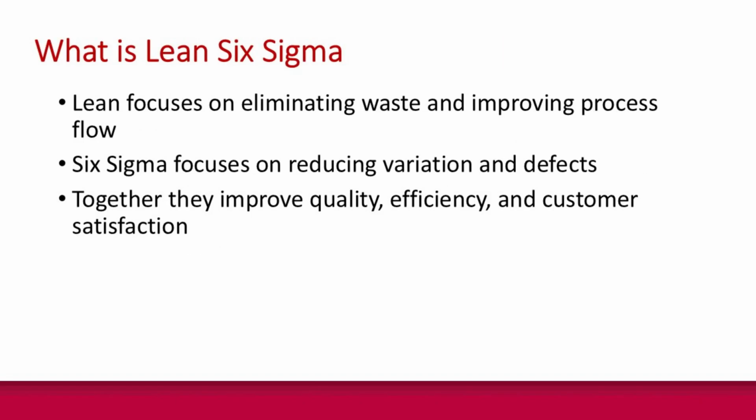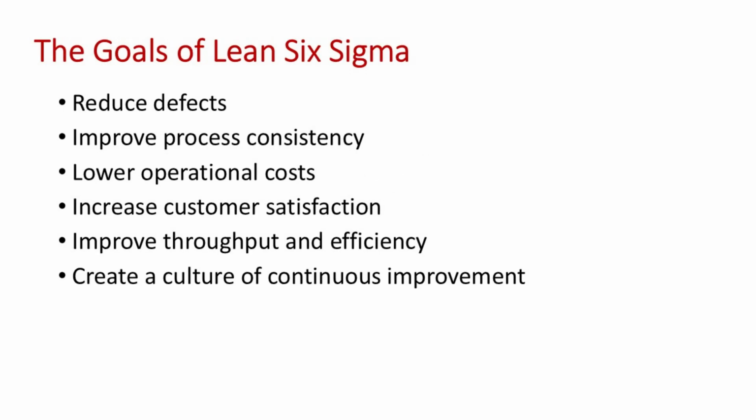Lean Six Sigma is really the combination of two different improvement philosophies. Lean focuses on eliminating waste and improving flow. The idea is to remove activities that do not add value to the customer. Six Sigma focuses more on reducing variation and reducing defects. It's heavily data-driven and statistical in nature. When you combine them together, you get a very powerful improvement methodology that focuses on quality, efficiency, consistency, and customer satisfaction. A simple way to think about it is, Lean removes waste. Six Sigma reduces variation.